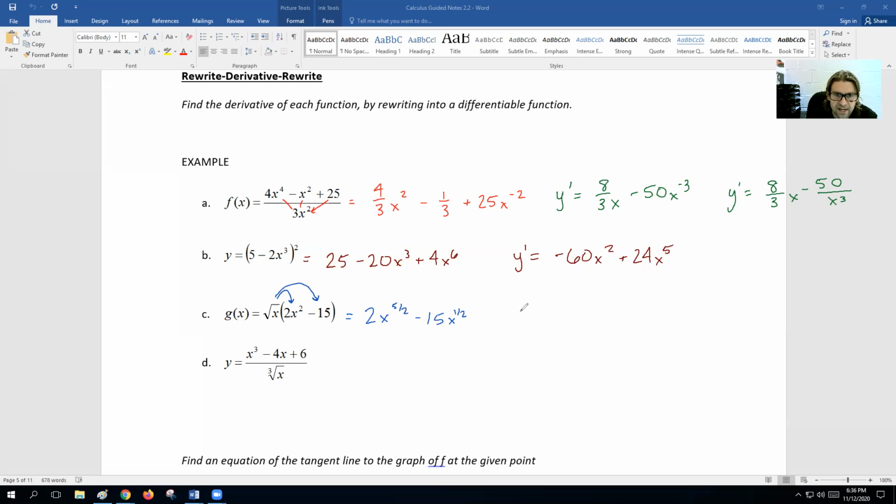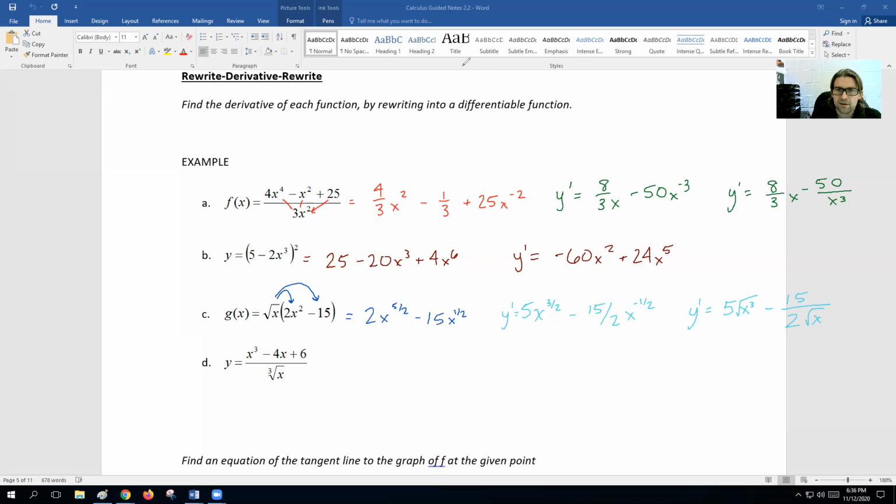So 2 times 5/2 would be 10/2, or just 5, x to the, drop it down 1, 3/2 power, minus 15 times 1/2, that's just 15 over 2, x to the negative 1/2 power. Now we just have to rewrite that in the proper format. So the derivative would be 5x to the 3/2, which is 5 radical x cubed, minus 15 over 2, and radical x would be in the denominator.